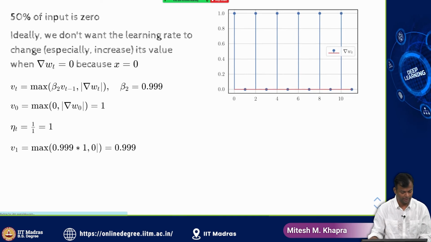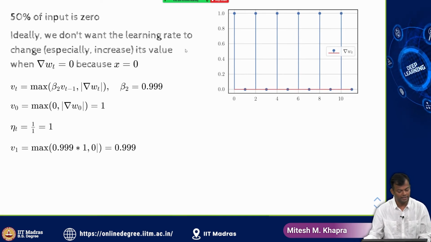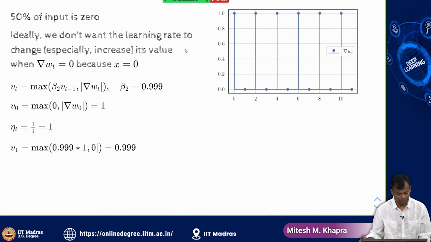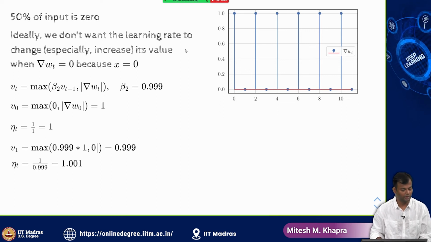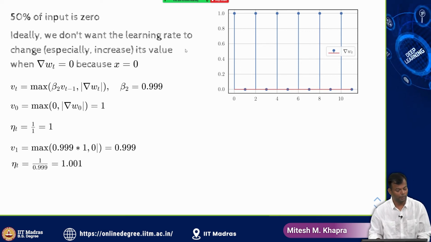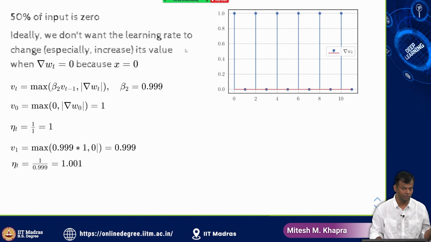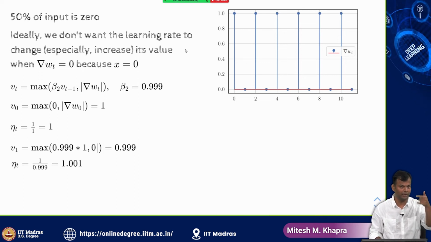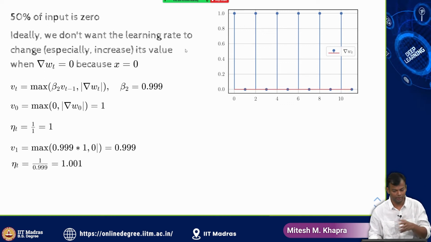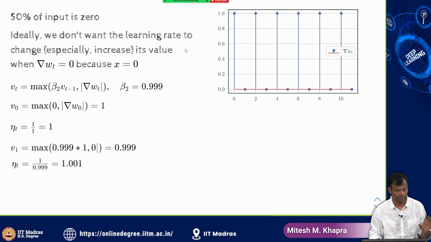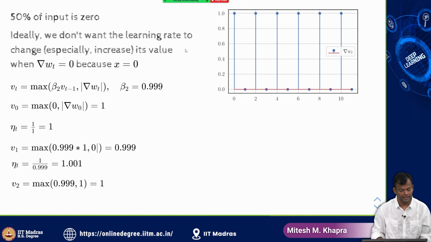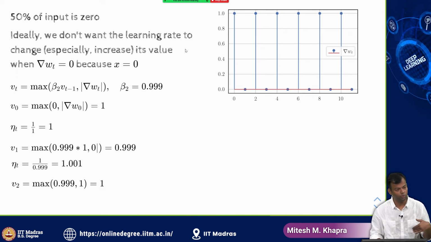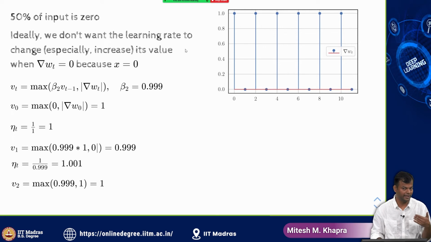Now let's see what happens at the next time step. At the next time step, my derivative was 0, right? So my V1 is just 0.999 times my history. So that's almost 1. So my effective learning rate again becomes 1 by Vt, which is 1.001. So my effective learning rate has not changed much, right? And same for time step 2. Now the gradient is 1, right?